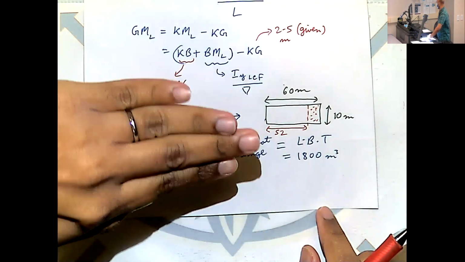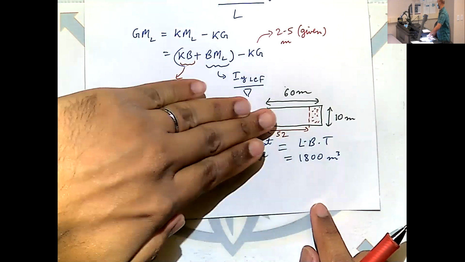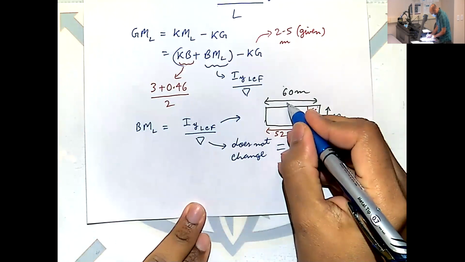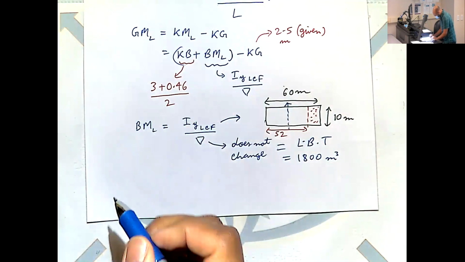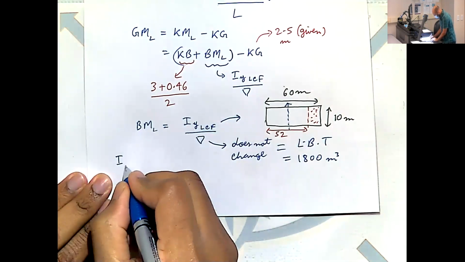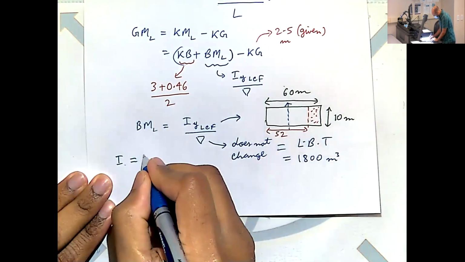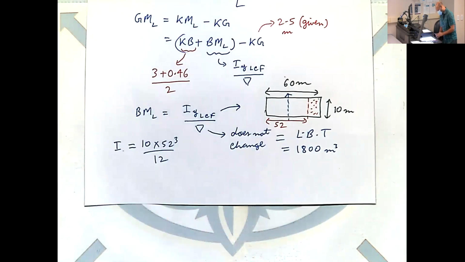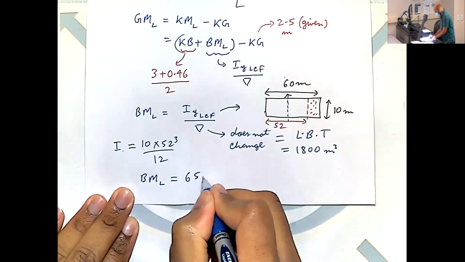Are you talking about this? Yeah, it's the other way. It's the longitudinal, right? We have to talk about this guy. So this is our axis of rotation. So I longitudinal is 10 times 52 cubed divided by 12. When you plug that in, BML ends up being 65.1 meters.